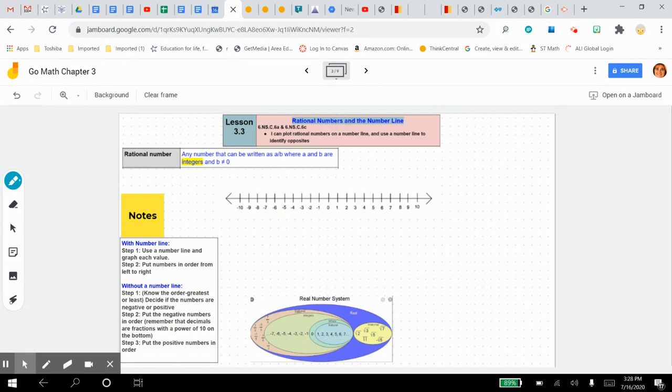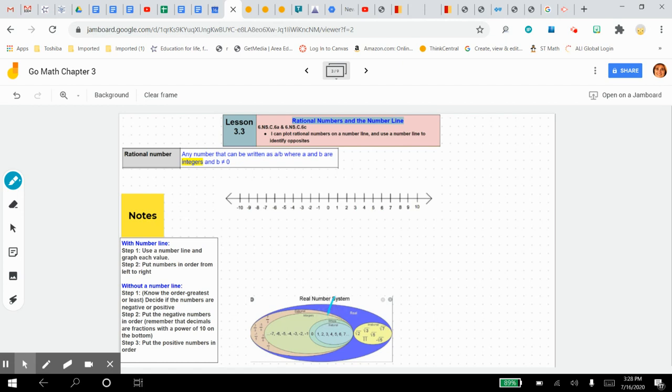All right, there's a lot to learn in this lesson. It's a big lesson, so I'm going to try to get through as much as I can in the next 5 minutes. The I can statement is that I can plot the rational numbers on a number line. Then I can use a number line to identify their opposites. I want to remind you that integers are any whole number and its opposite.